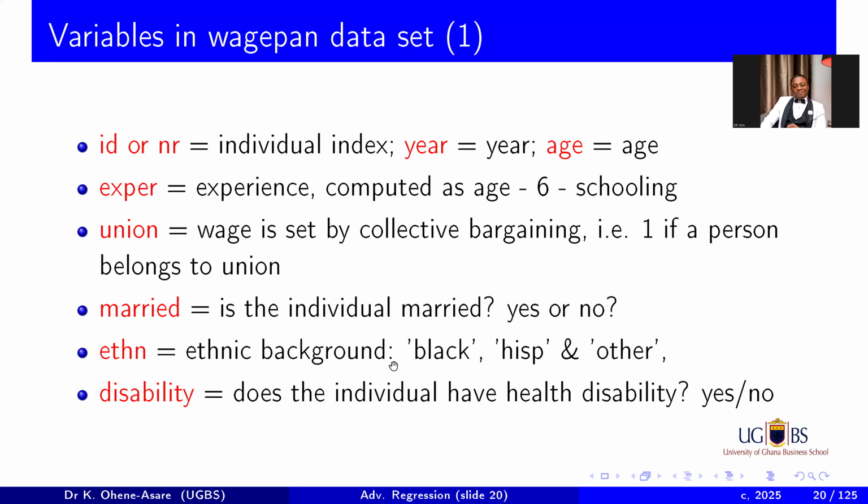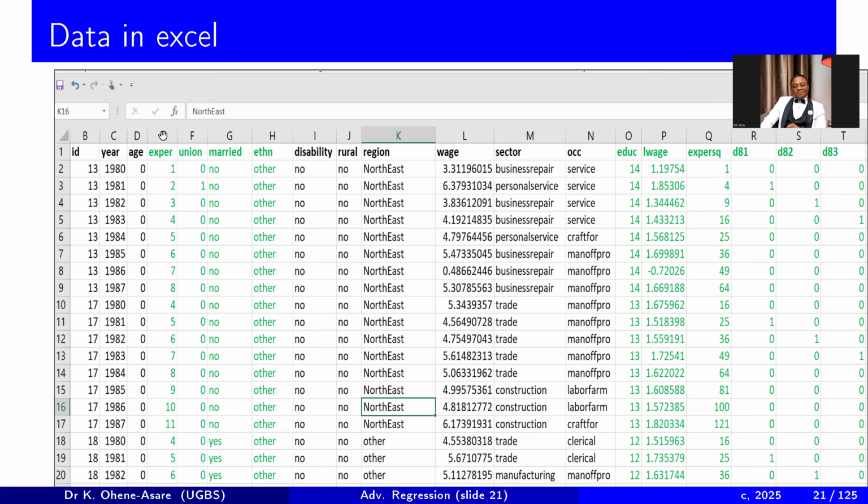Then ethnicity: Black, Hispanic, other. The one I said is white, the ideal is other. Disability: whether the person is disabled or not. If it is yes, the person has a disability. If it is no, the person has no disability. So you see all of this information about the data set.